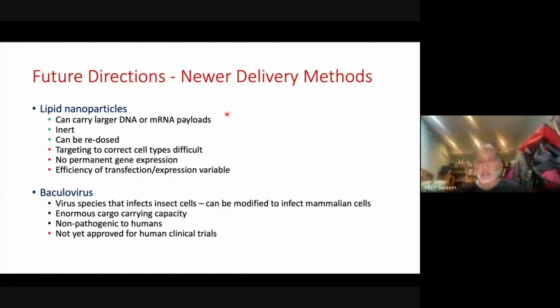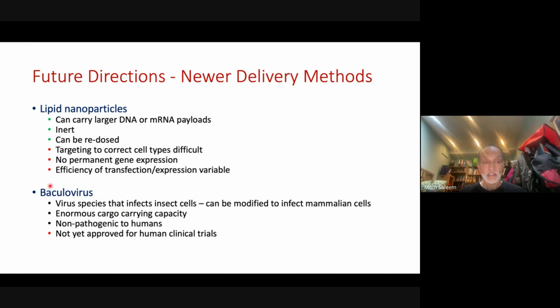So just a little aside about newer delivery methods that people are working on apart from AAV. There are things called lipid nanoparticles. So these are non-viral vectors where you have a lipid capsule that carries your payload. And they can carry larger payloads. They're inert. You can redose because you don't get immunogenicity. But the targeting is really difficult. It doesn't lead to permanent gene expression, so you will need to have redosing. And the efficacy at the moment is pretty poor, to be honest, of these types of technologies.